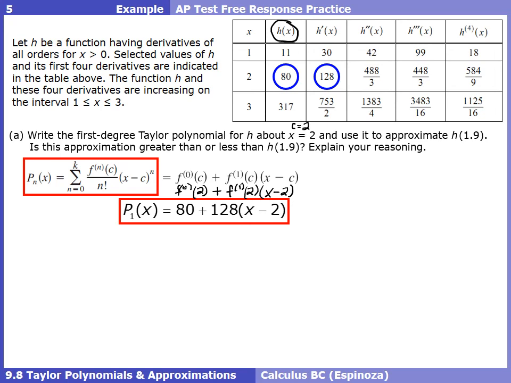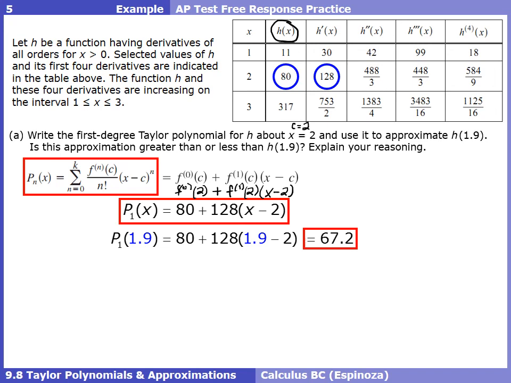I didn't mention at the top that this was a calculator problem, but now we need to use this polynomial to approximate h of 1.9, which really just means take 1.9 and plug it into our equation. Since it's a calculator problem, we can type that in a calculator and we'll get 67.2.